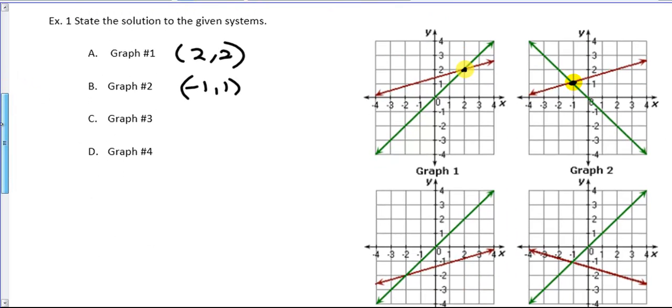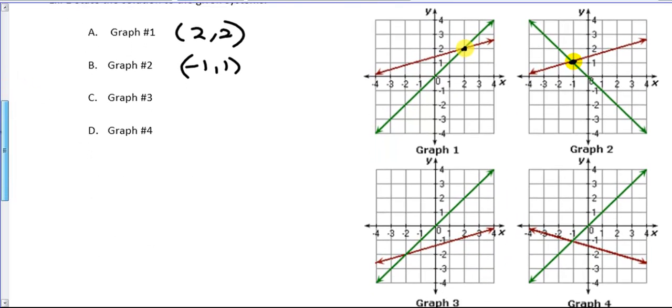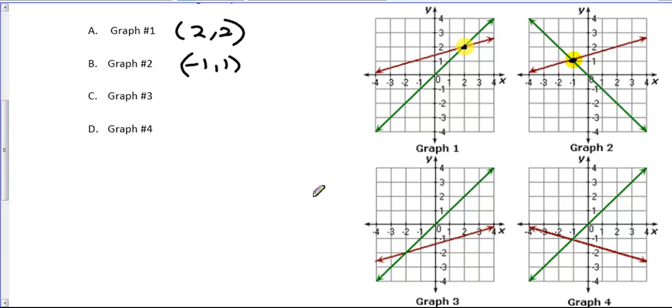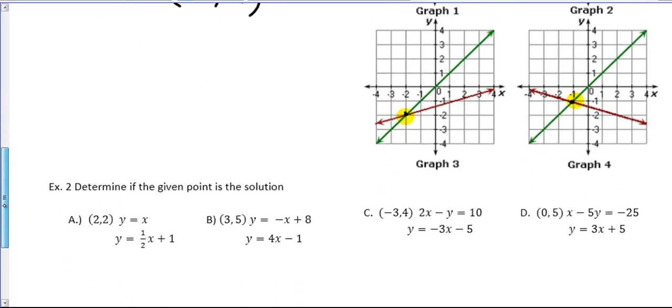Let's take a look at graph number 3. Again, we're looking for where the two lines meet, the green line and the red line. They both meet right where I highlighted it, right here, at the point negative 2, negative 2. And finally, the last one is meeting right there, and that point is going to be negative 1, negative 1. So reading it from a graph should be very simple, just looking where the two lines cross.